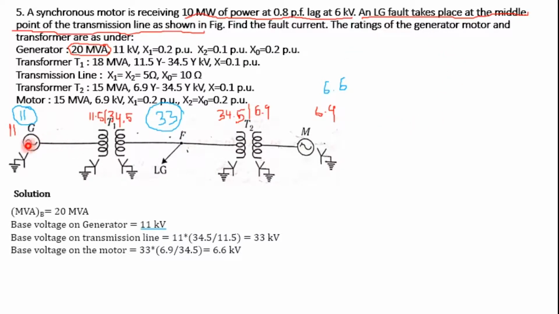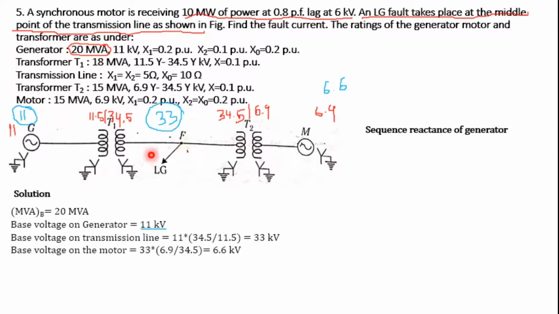So what is the new value on the generator G1? It is 11. For the transmission line it is 33, and for the motor it is 6.6. Actual values are different except for generator G1. First we need to calculate the sequence reactances for the generator, then for the transformer, transmission line, transformer T2, and the motor. The most important thing to see is that the fault takes place at the middle of the transmission line.